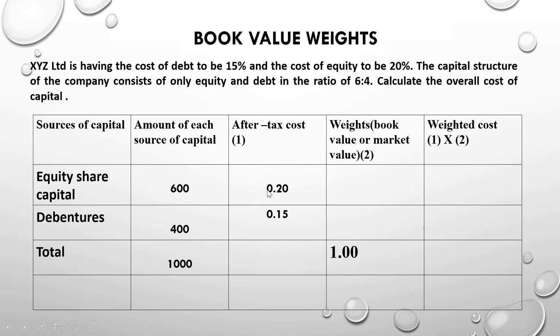Cost is already given, so we have already calculated the cost. Cost of equity is 20%, so instead of 20%, I can write 0.20. And for debentures, it's 0.15.